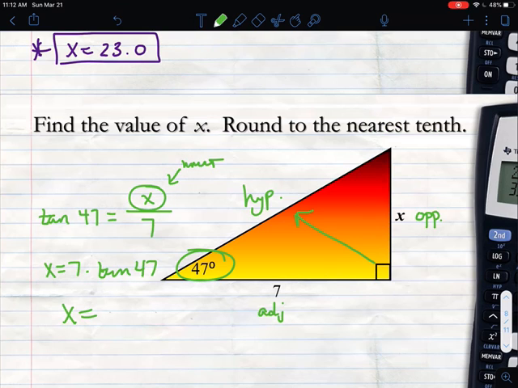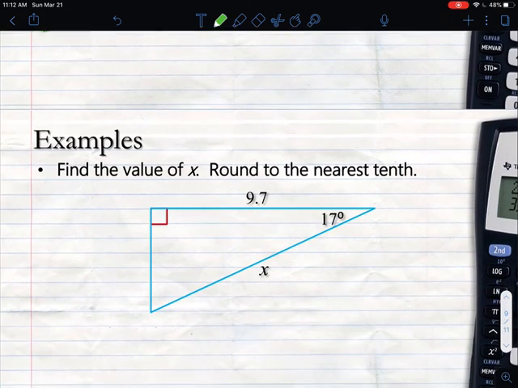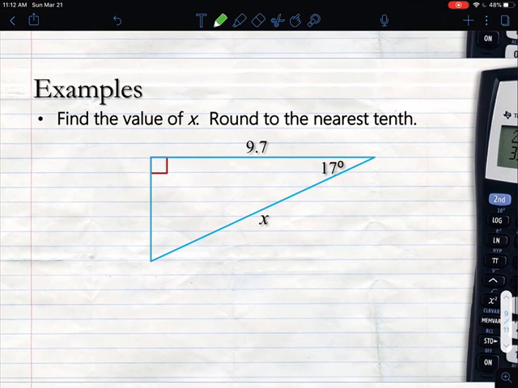And so if I plug that in, we get a value of 7.5. And so again, you need to show me the equation. So we chose tangent because we had the opposite and the adjacent. We then multiplied because x was on top, and then we got our answer by plugging into our calculator and getting the decimal.